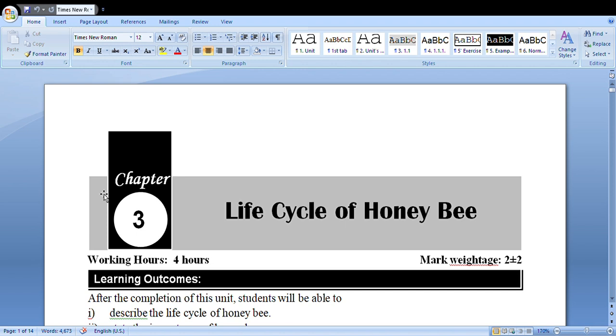So today I am going to discuss the life cycle of honeybee. It is an important chapter of Science of Class 10, and it is equally important for SEE students and for the students who are preparing for the supplementary examination of SEE. So, without any delay, let us start our lesson. Life cycle of honeybee carries a maximum of 4 marks, 2 plus minus 2.